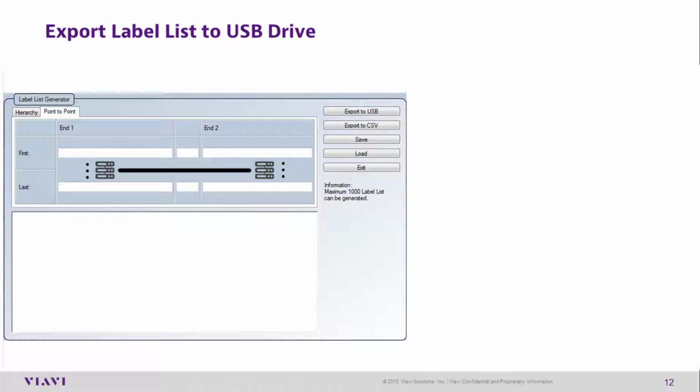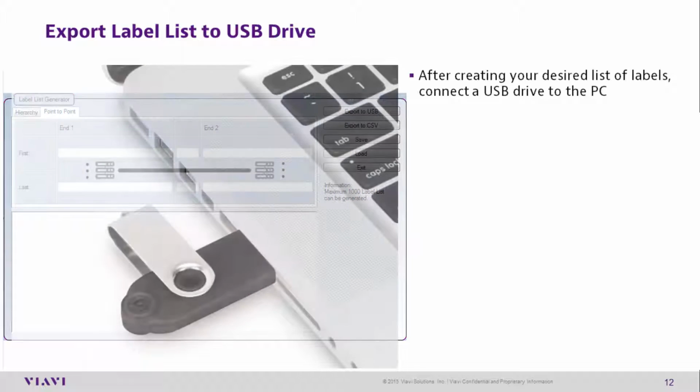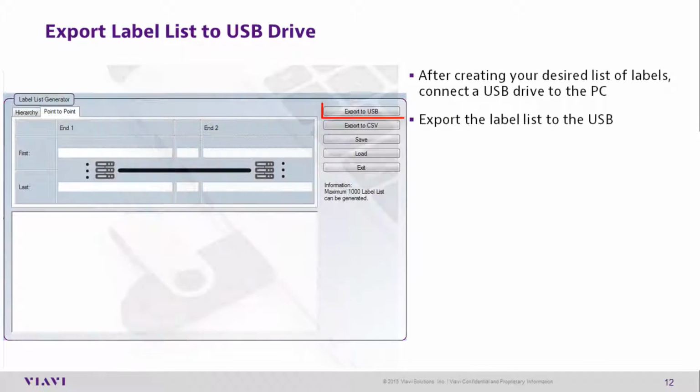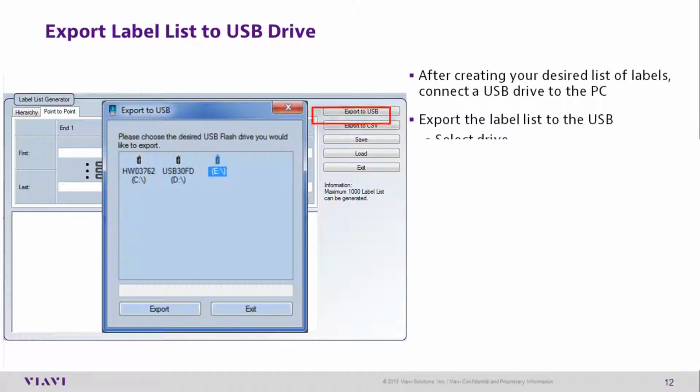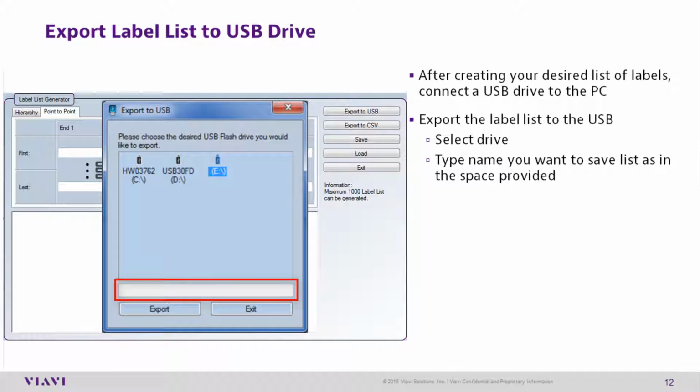Exporting label lists to USB. After creating your desired label list, connect the USB to the PC. Export the label list to USB. Select the drive you want to use, type the name you want to save the list as, then click Export. Eject the USB drive.